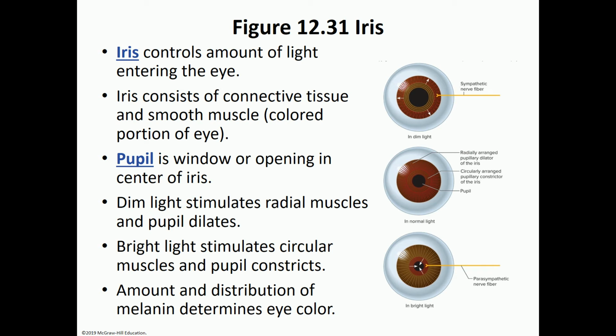So if we need to dilate the pupil, like in dim light, that will be under the control of the sympathetic nervous system. If we are in bright light, where there's too much light coming in and we want to constrict the pupil, we can do so under the control of the parasympathetic nervous system.